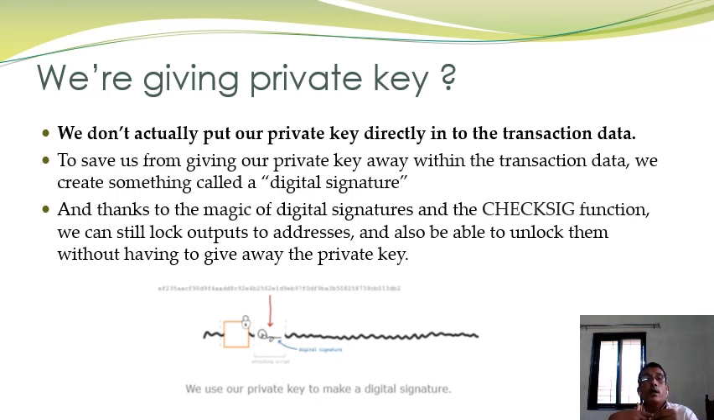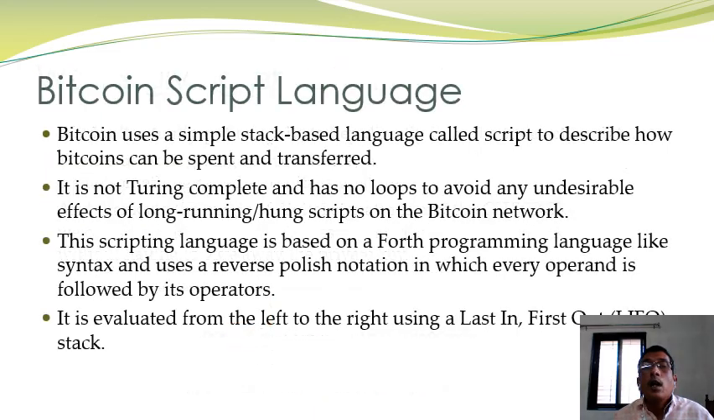Instead of the private key, we provide a digital signature. We create something called a digital signature, and in it we are not directly providing the private key. So thanks to the magic of this digital signature and the check signature function, we can still unlock outputs without providing a private key. The digital signature in the unlocking script can be used to unlock the outputs without having to give the private key directly. So this is the concept used in Bitcoin transactions.